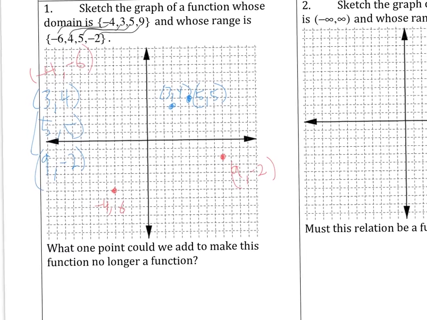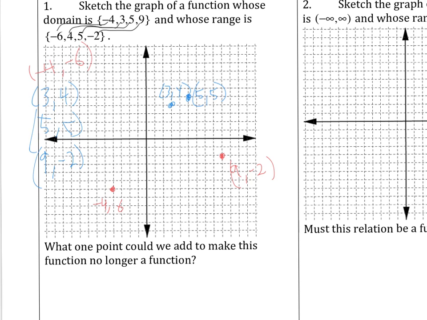The bottom part of this question asks, what one point could we add to make this function no longer a function? Okay, to make this function no longer a function, I know that it needs to fail the vertical line test. In other words, I need another point at any one of these x values. I'm going to kind of arbitrarily choose the point -4, 0, and that fails the vertical line test, because if I try to draw a vertical line now through here, I hit 2 points instead of 1 point.